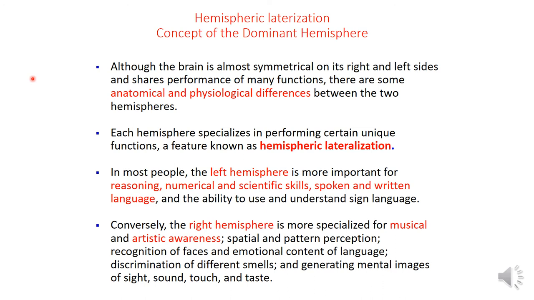but if we look specifically, there are some anatomical and physiological differences. Each hemisphere is specialized in performing certain unique functions, a feature known as hemispheric lateralization. For example, in right-handed people, the dominant cerebral hemisphere is the left. This means that the areas that produce skilled movement of the hands are usually present in the left hemisphere. Broca's area is usually present in the dominant hemisphere, the left hemisphere.